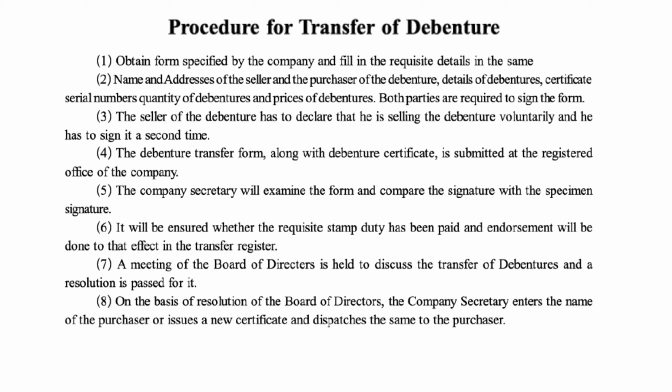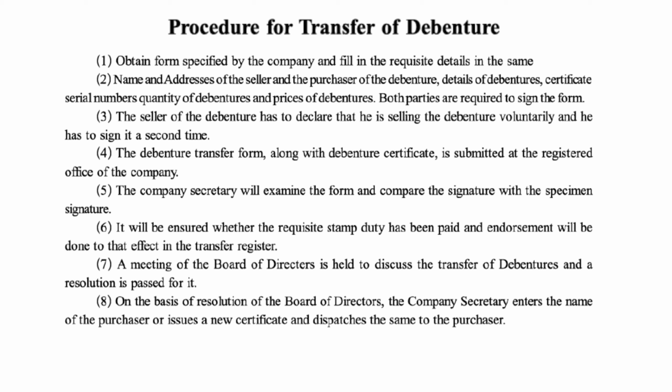Now in the form, both the seller and the purchaser will sign. Below this, there will be a sort of undertaking. In this undertaking, it is written that I, the debenture holder, am selling these debentures voluntarily. That is, there is no pressure on me. I know that I want to sell this amount, I want this money. So it is a voluntary act. No one is forcing me to sell these debentures. It is a sort of undertaking.